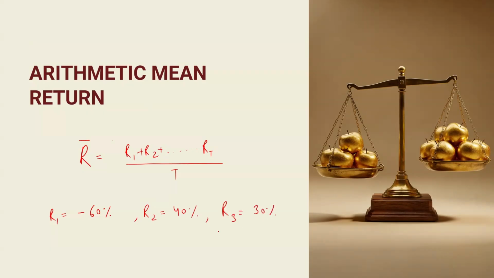Can you tell me what is the AM quickly, the arithmetic mean return? What is the arithmetic mean return? Negative 60% plus 40% plus 30% divided by 3. This is equal to, correct, 3.33%. Okay. Now, if we come to the next part, which is geometric mean return.